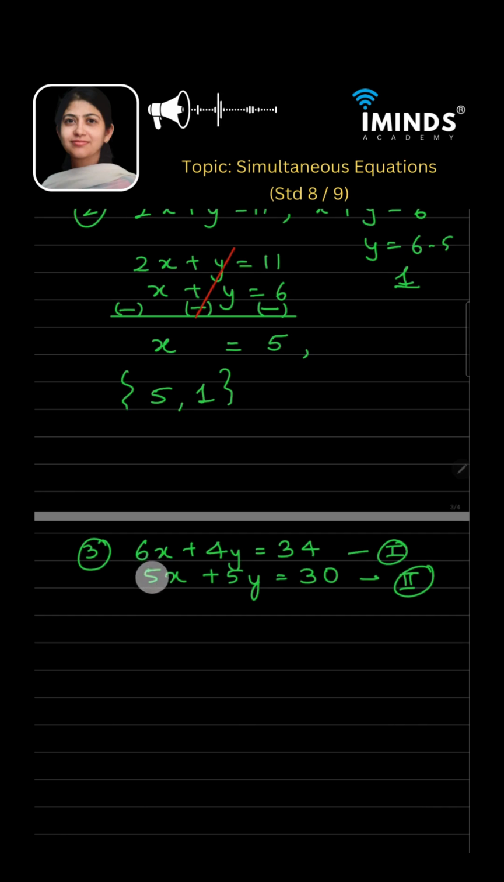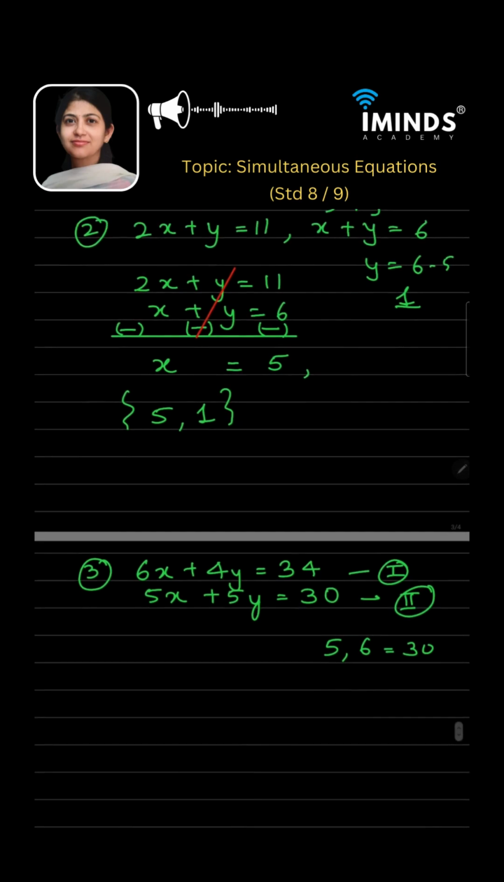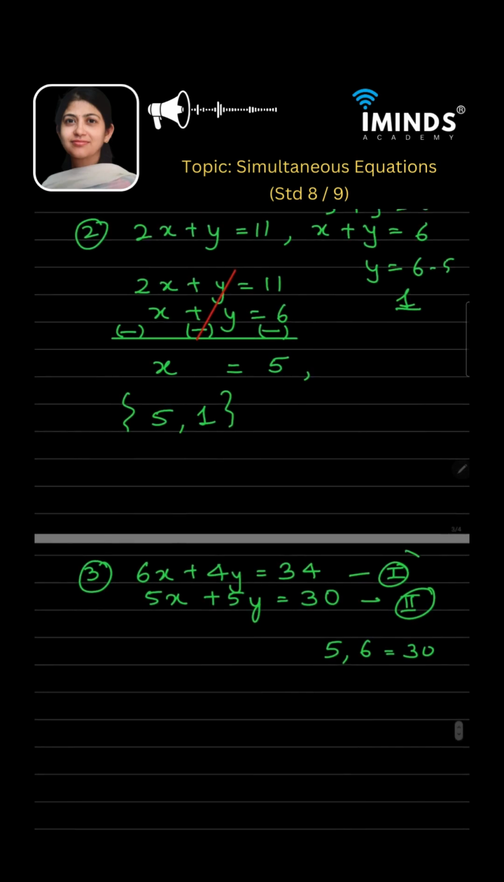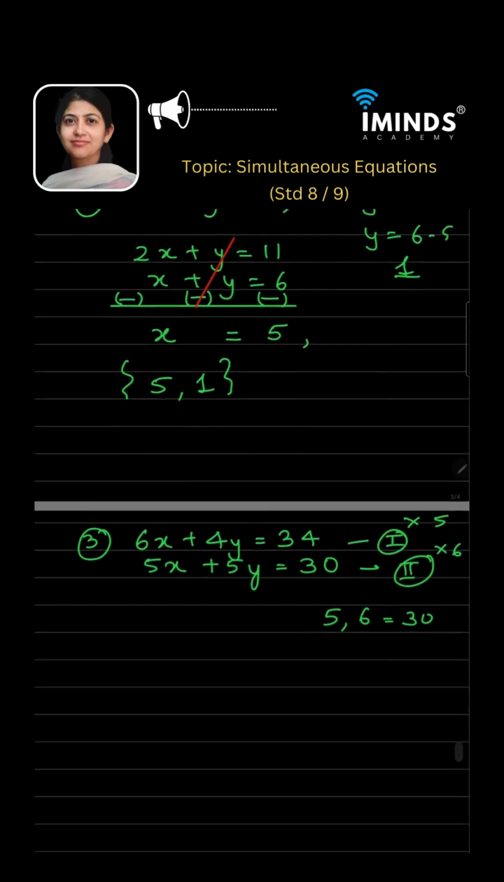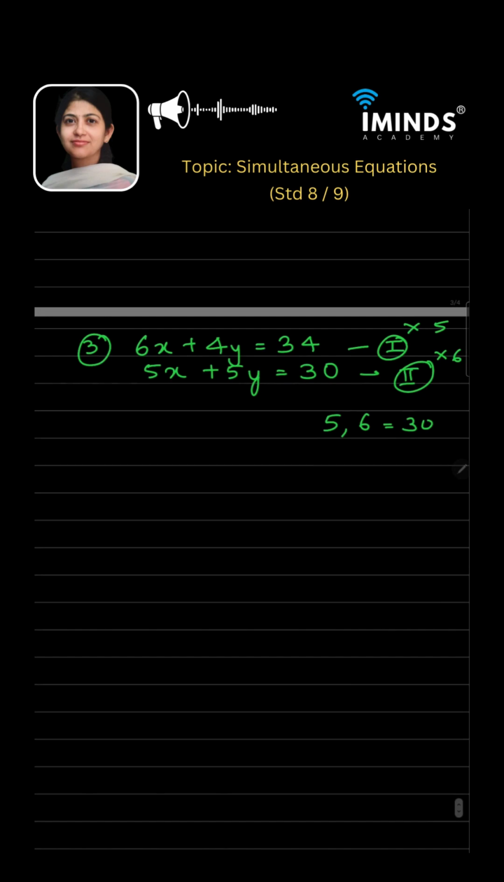It is difficult. Correct, you cannot just cancel, it will not become 0. There will be 1x left if you subtract, and if you add it will be 11x. So what do you have to do? You have to find the LCM of both of them, 5 and 6. So that comes to 30. Correct. So now what you will do? You will multiply the first equation by 5 so that this x becomes 30. And you will multiply the second equation by 6 so this second equation's x becomes 30.